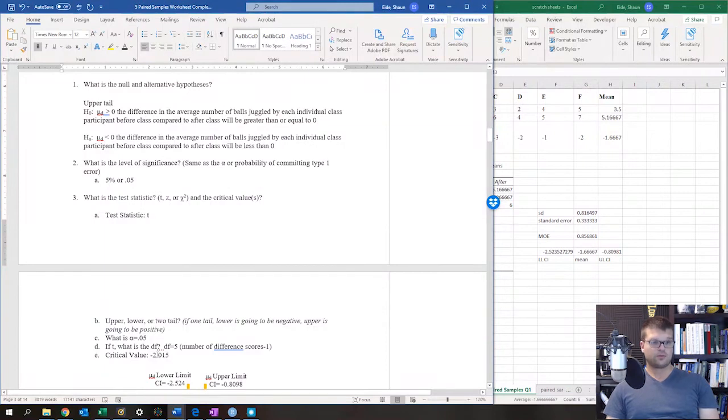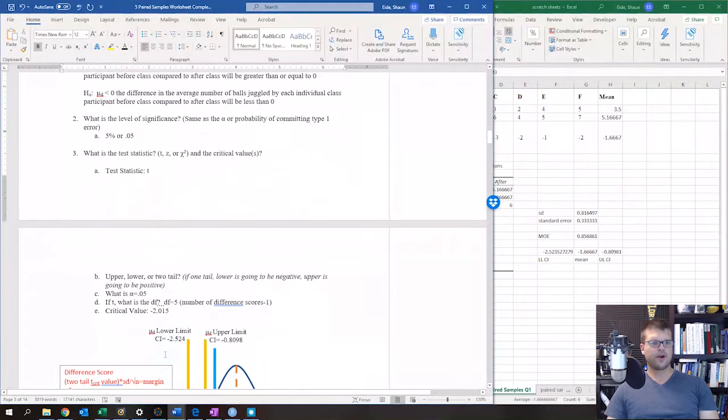Then also, because it's a t-score, what's the degrees of freedom? The degrees of freedom is going to be 5. So how do we find the critical value? Because that's the next thing that we need to know. There's a couple ways to find the critical value. First of all, the first way is by using the t distribution worksheet.